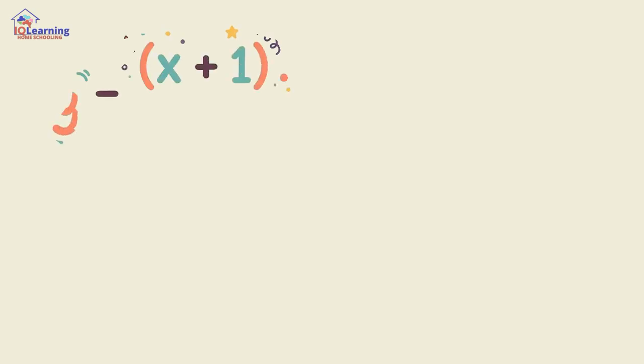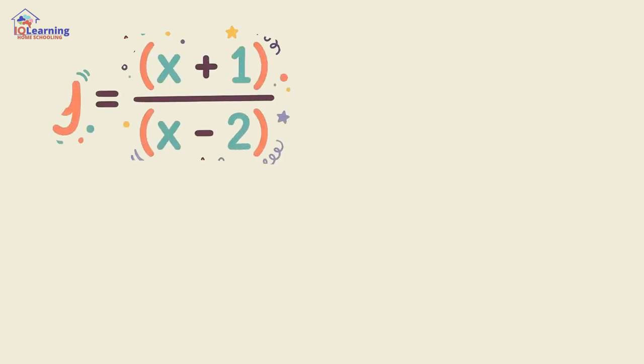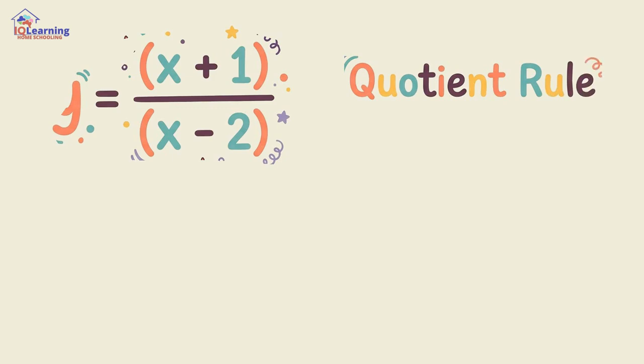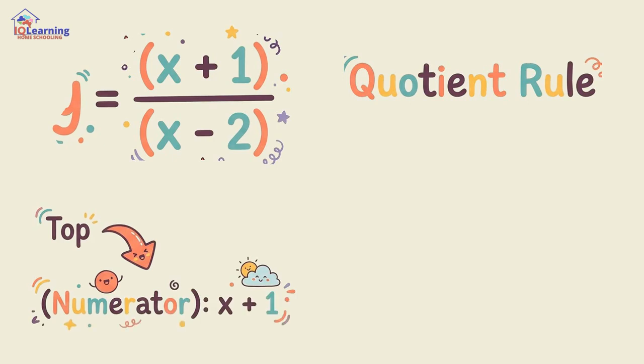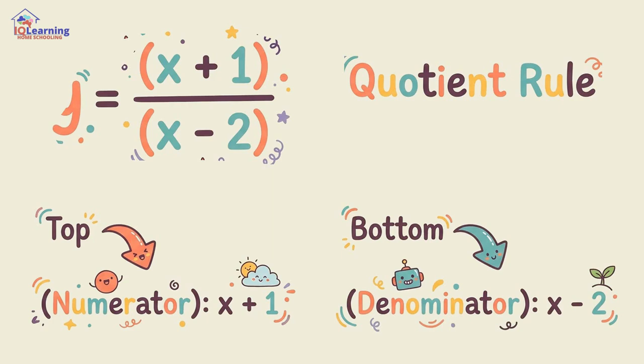We want the derivative of y equals (x plus 1) over (x minus 2). The first thing to notice is the structure. One expression is divided by another, so this is a quotient rule problem. The top, or numerator, is x plus 1. The bottom, or denominator, is x minus 2.